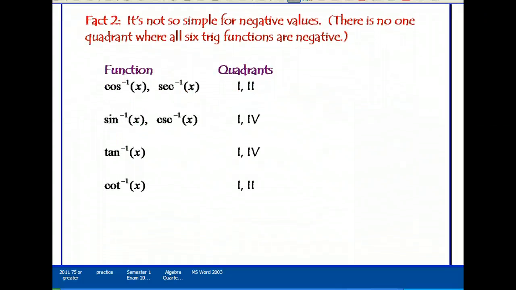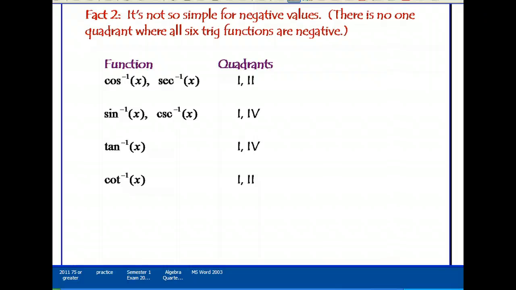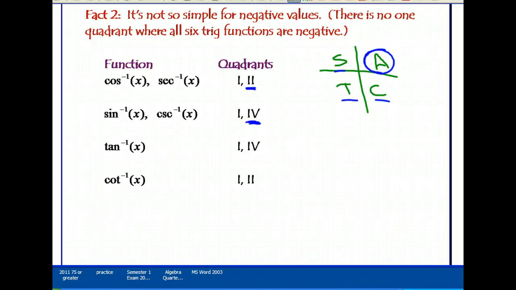All right, fact 2. When we're taking the inverse of a negative, we do not have one quadrant where all the trig functions are negative. So when we're looking for negatives, unlike the positives, where they're all positive in the first quadrant, we can't find just one quadrant where all the trig functions are negative. So we have to kind of move around a little bit. So cosine, secant inverses, we'll use the second quadrant. Sine, cosecant, we'll use the fourth quadrant. And then tangent and cotangent, they kind of split up. Tangent, you give the fourth quadrant answer, and cotangent, you give the second quadrant answer. And these are just conventions that we will have to remember.